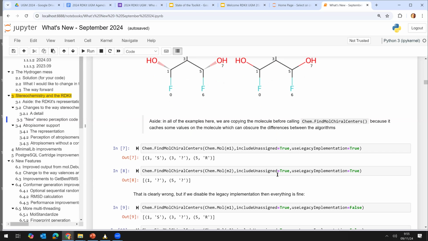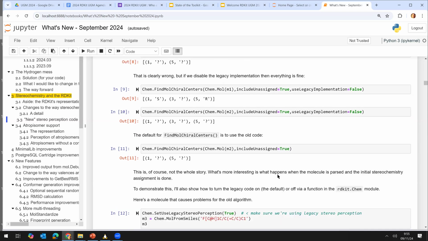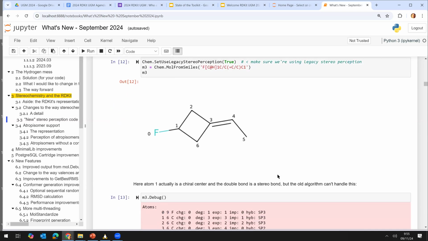And that's what the rest of this section of the notebook shows. There are some other instances. So this is from Dan. Dan filed a bug report about this years ago, and it took a while to fix it.